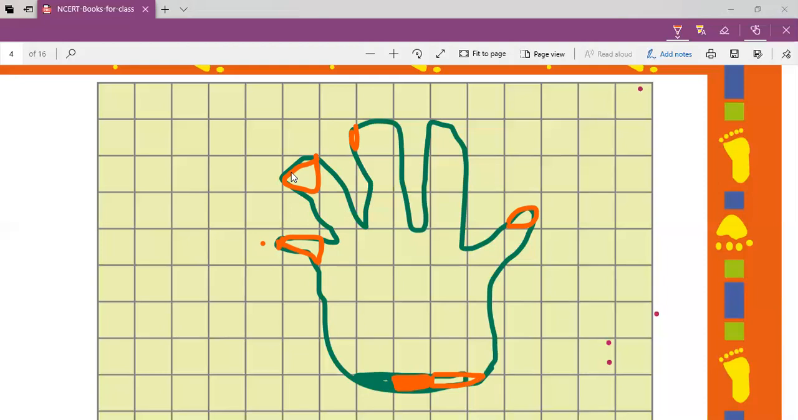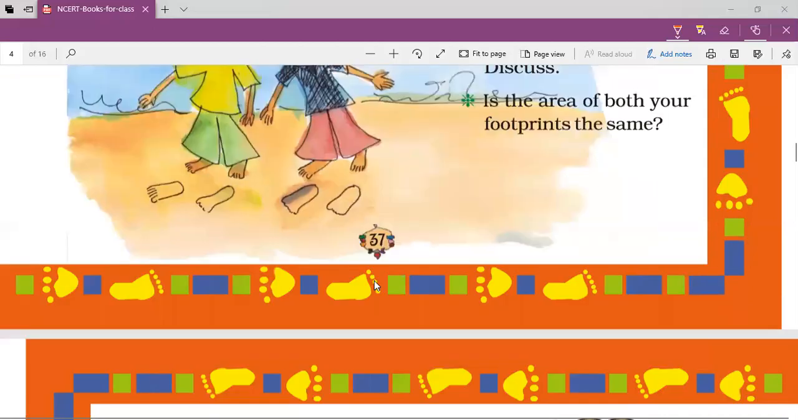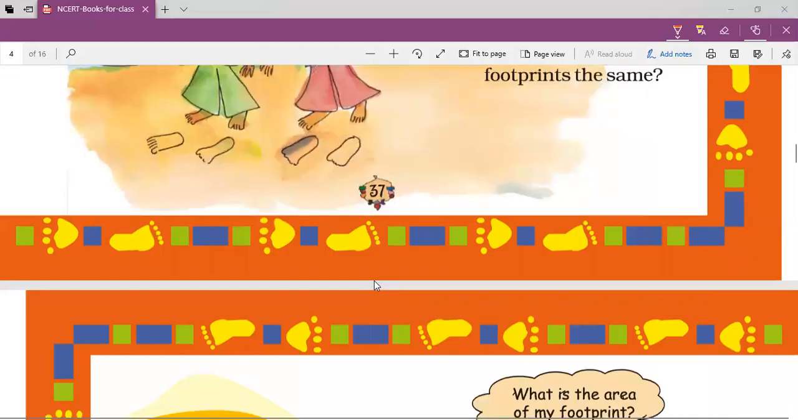Okay, so similarly, count your hand squares and your mother's or sister's hand squares, and write the answer over there. Okay, understood how to trace your hand and count the squares? Next, now after hands you can go for the footprints.